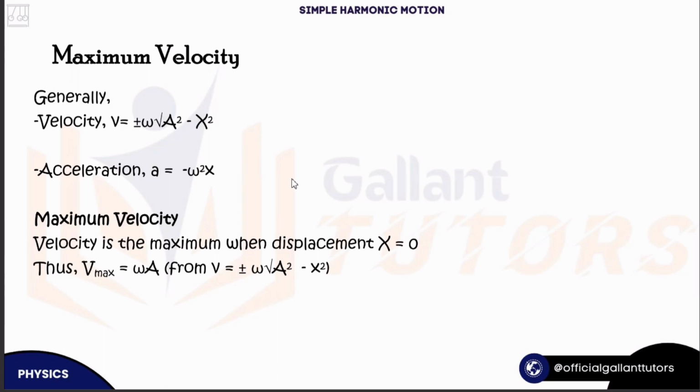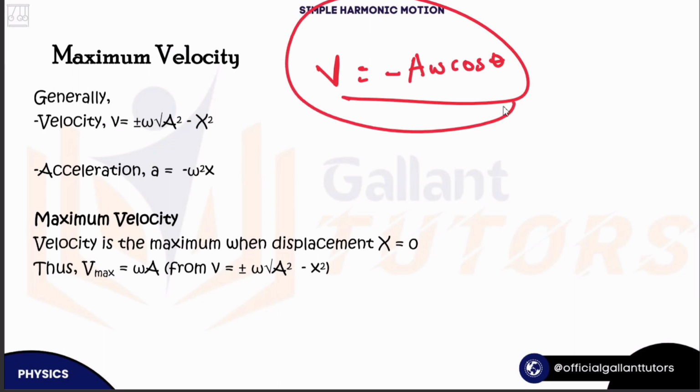I get it. It's not in all cases that you are going to be given an angle. Sometimes you might not be given an angle, and you might be asked to find the velocity. What do you do now? By solving from the formula v equals minus A omega cos theta, depending on where we are coming from, we can actually arrive at this.